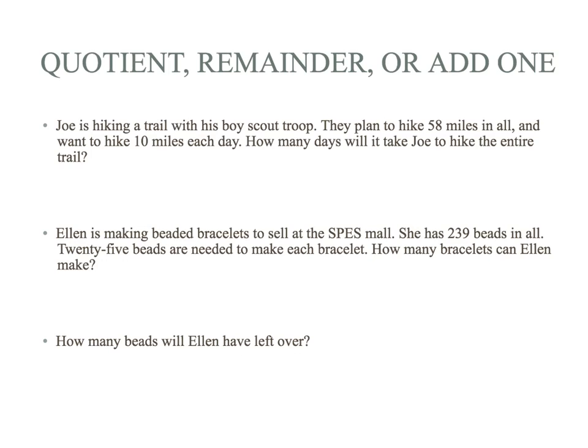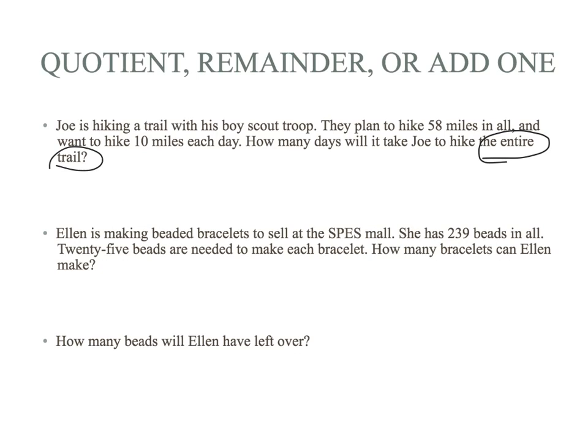Here are some problems. We have to determine if we need to just give a quotient as an answer, the remainder, or we have to add 1 to the quotient. Here we go. Joe is hiking a trail with his Boy Scout troop. They plan to hike 58 miles in all and want to hike 10 miles each day. How many days will it take Joe to hike the entire trail? Well, if you go back to your notes and you look for the word entire, that's going to let you know you may have to add 1 to that quotient.